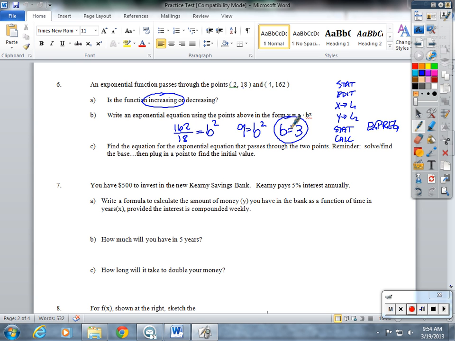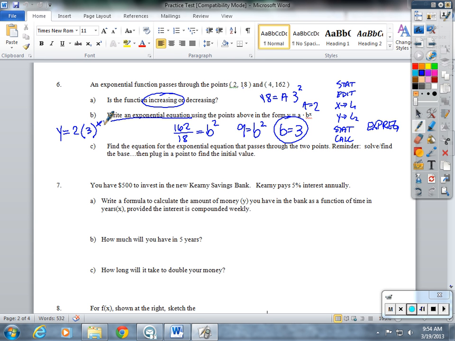And then I substitute b back into one of my equations, which would have been 18 equals a times 3 squared. So 3 squared is 9, 18 divided by 9 is 2, so a equals 2. Remember that it said to write an exponential equation, so the final answer has to be an equation. So y equals 2 times 3 to the x, which is the same result you would get if you used a calculator. All right.